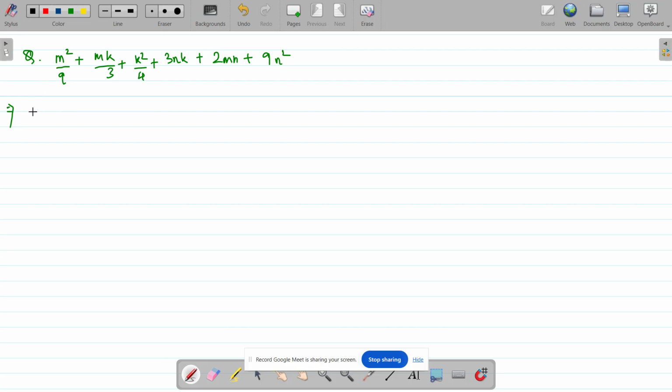Firstly, we will write the identity that we know: (a plus b plus c) whole square is equal to a square plus b square plus c square plus 2ab plus 2bc plus 2ac. Okay. Now we'll solve the question.